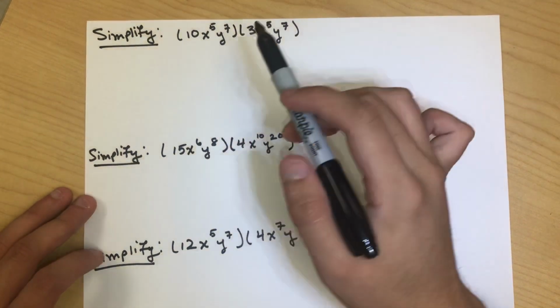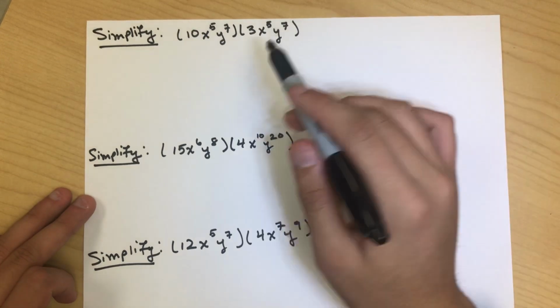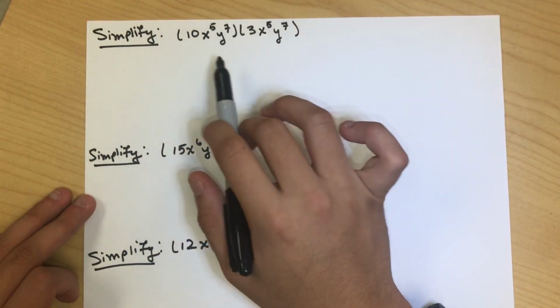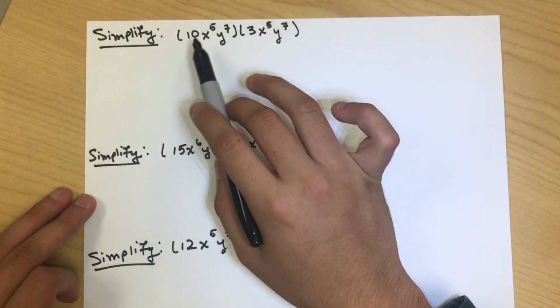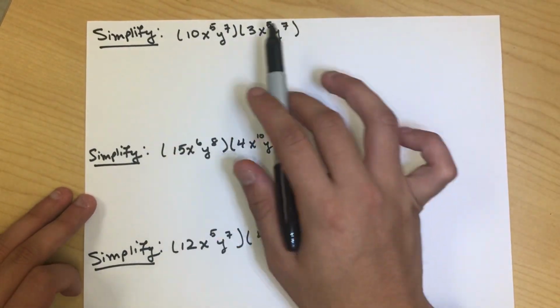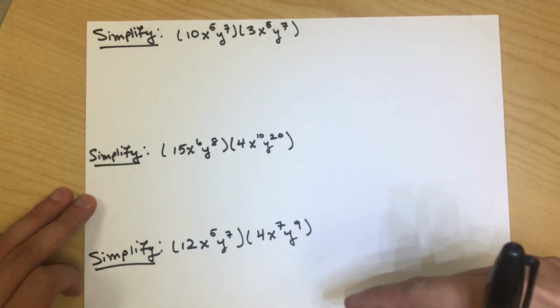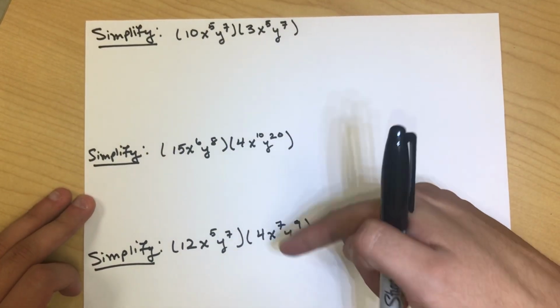All right, so this is going to be part 2 of using laws of exponents. This one says simplify this product. This is just a bunch of multiplication going on here. I'm going to go through this one in detail, and then maybe once we get a little more comfortable, we'll be able to skip some steps on these next two.